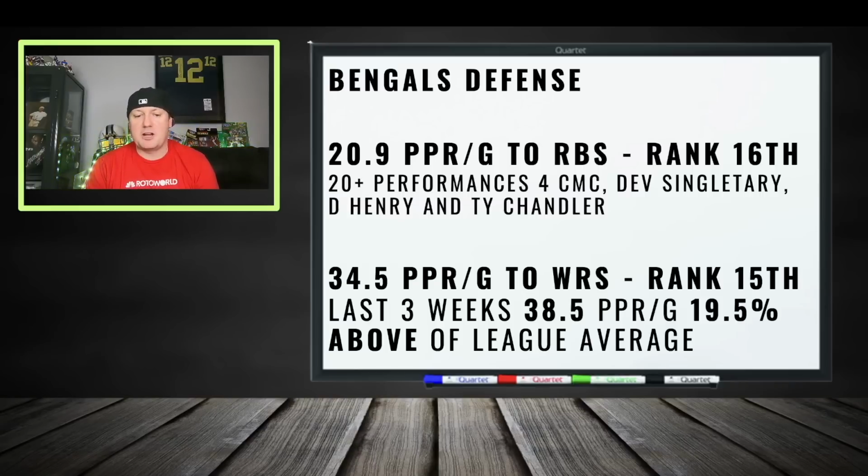In the passing game, they're allowing 34.5 PPR points per game to wide receivers. That ranks 15th in the NFL. However, over the last 3 weeks, they're allowing 38.5 PPR points per game, and that's 19.5% above the league average. So we're starting to leak out fantasy points here in the short term. Earlier in the season, they were pretty tight allowing fantasy points to wide receivers. That has not been the case lately, so that's something to look into. They could be allowing output here, and that's due to game scripts too. That's also due to quarterback play. That's also due to the offense as well, because of just time with possession and everything else.